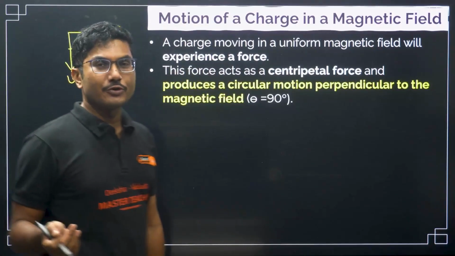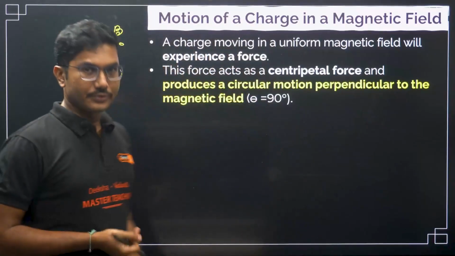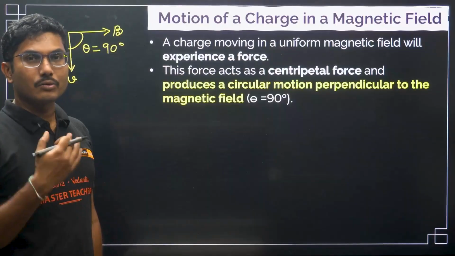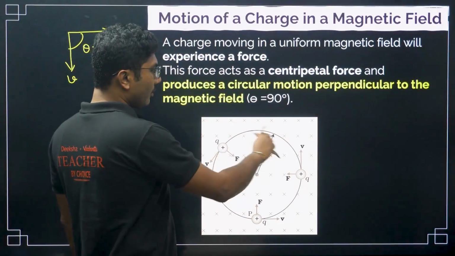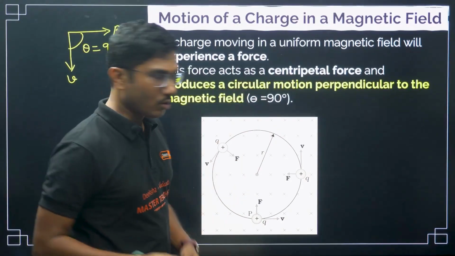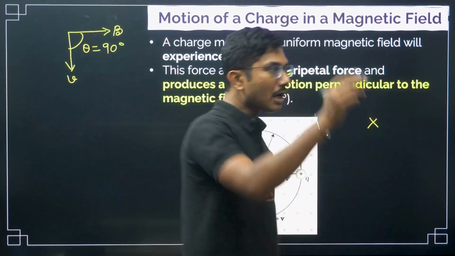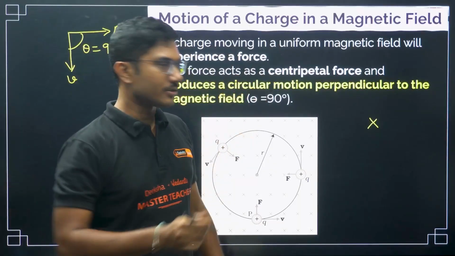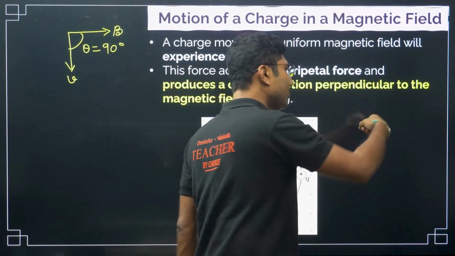The centripetal force means when an object is moving in a circle, it experiences a force, right? That force will make it rotate in a circular path. So when the magnetic field is a cross, it means into the paper. For those who don't know, what does a cross mean? If you see a cross on a wall, like a target, you want to hit it. So that means it is going into the paper.